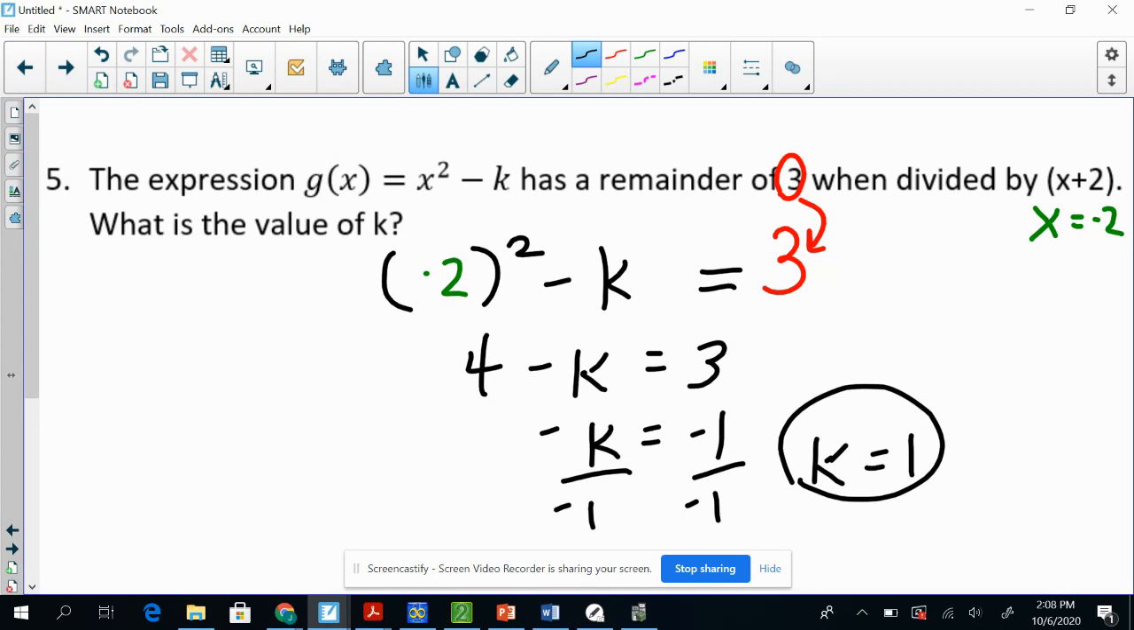So this is the answer to this question. So this is literally not any hidden multiple ways they can ask this question. It's going to be an expression with two variables, so x and k. They're going to give you a remainder, and they're going to give you what it's divided by. So either divided by a factor, or it's going to say this solution, so f of -2, or in this case, g of -2.